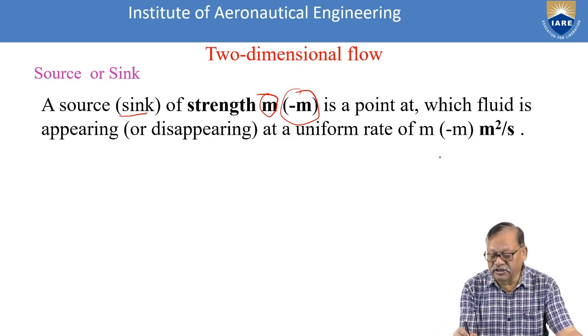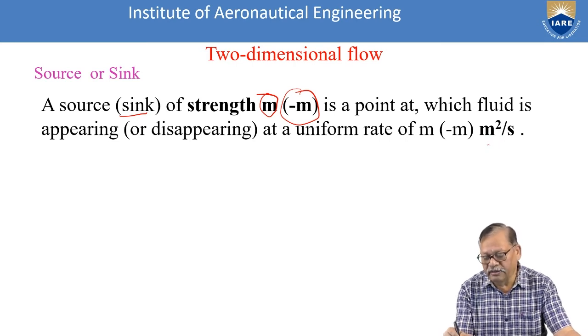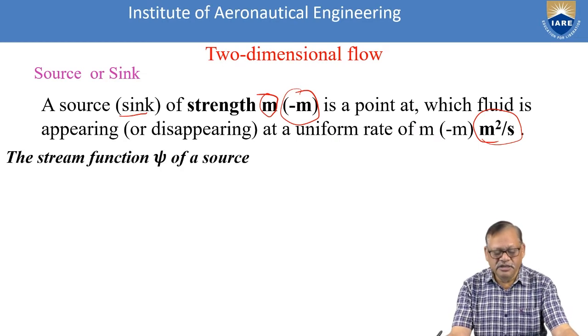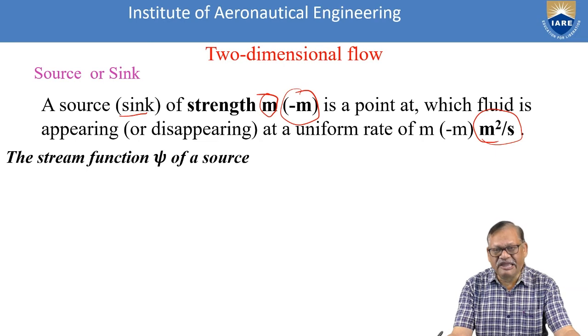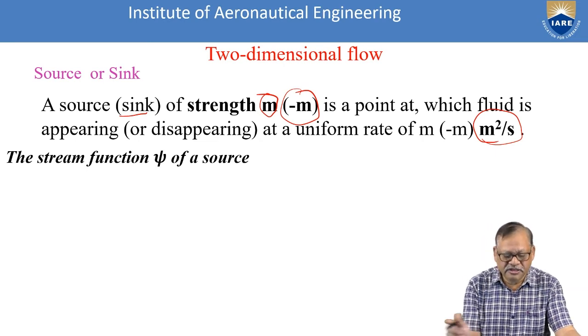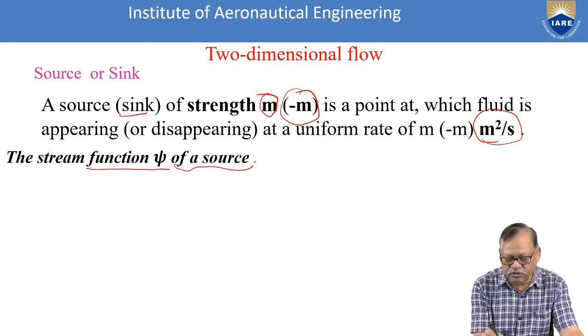For any given point, fluid is appearing or disappearing at a uniform rate. The unit of that source or sink will be m square per second, since it is two-dimensional. If it is three-dimensional, it is m cube per second. So let us talk about the stream function psi of a source. What is the stream function psi of a source?